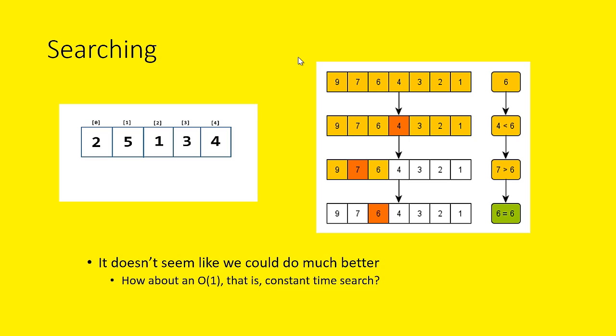But is there a way where I can do it faster? If I know the index, I'm sure I get it in constant time. But if I don't know that, I'm doomed. I can't get the things. So that is solved with the help of hashing.